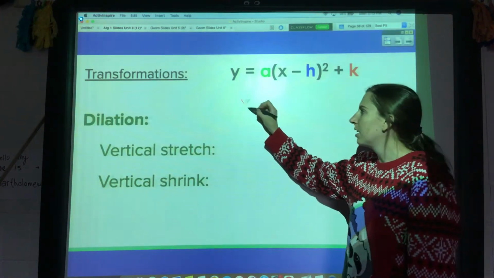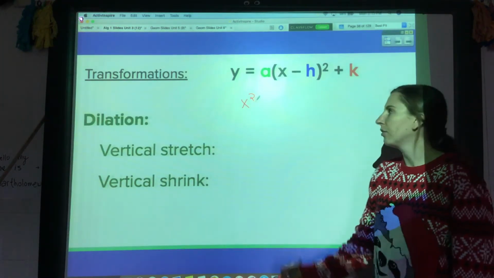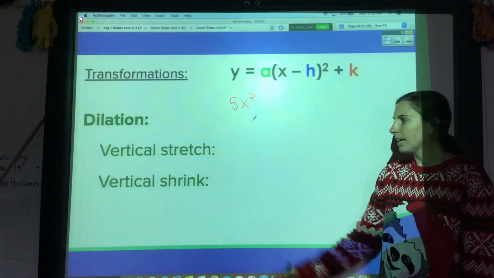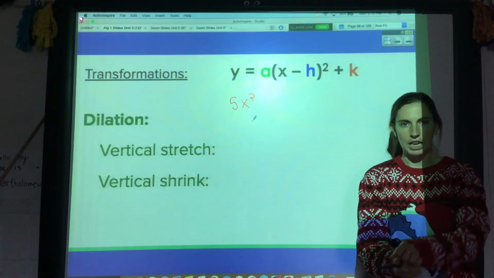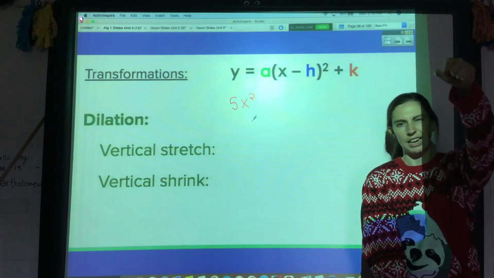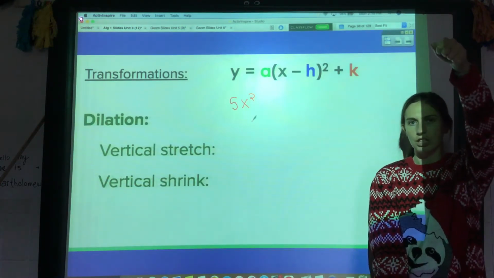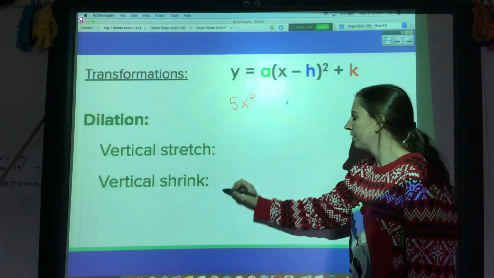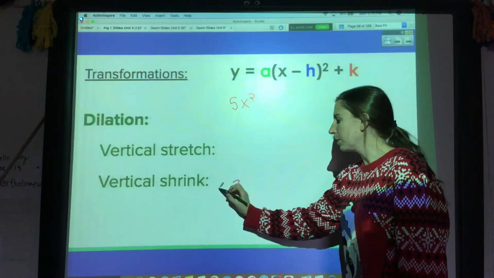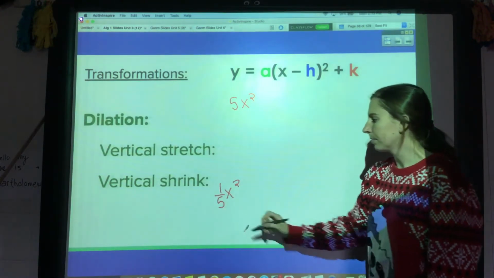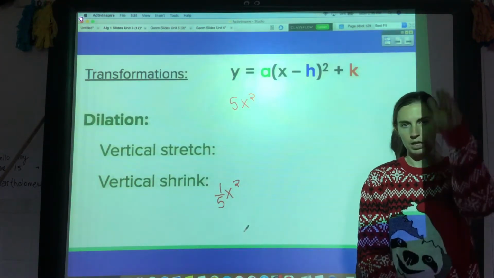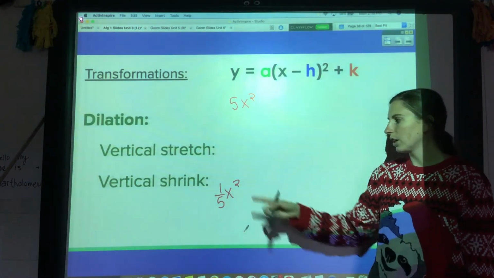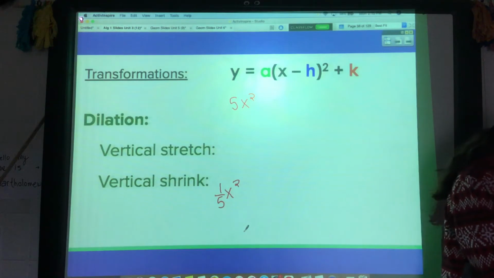Same thing happens with graphs. If I take my x squared parent graph and I put a 5 in front, I multiply it by 5, that's what we call a vertical stretch. It makes it taller. It looks narrower, but it's making it taller. If you take your parent graph, x squared, and multiply by something like 1/5, that's going to shrink it. It's going to squash it down. This is an example of a vertical stretch. This is an example of a vertical shrink.